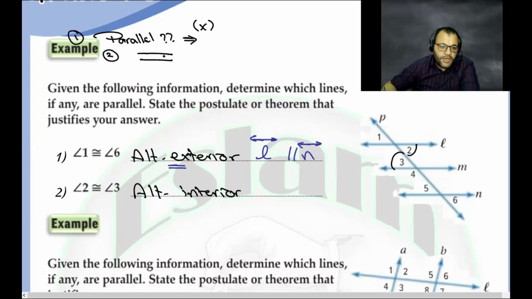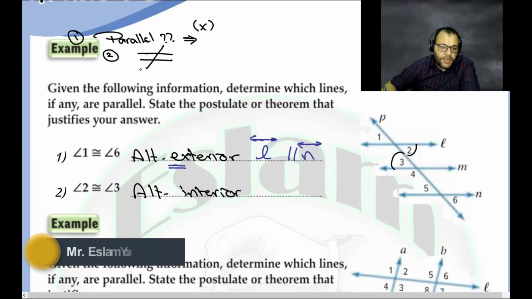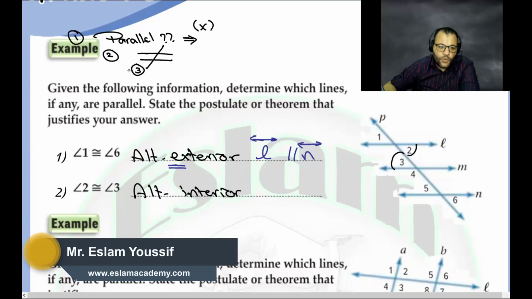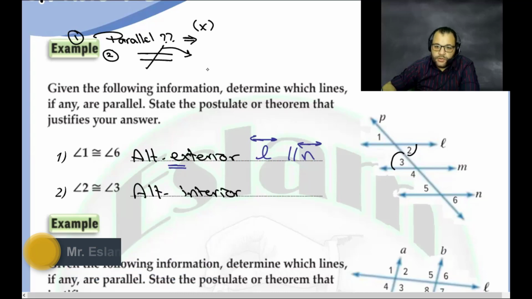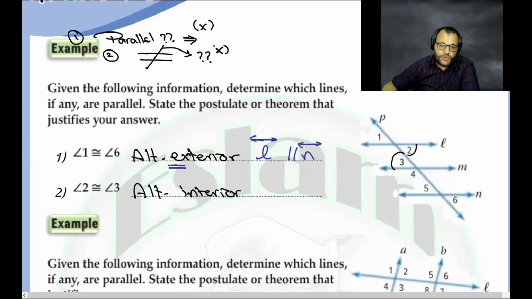Question number 2. Now we have two lines intersected by one line. That is line number 3. What is the name of line number 3? This line is called? Enters. Okay, question number 2 is wrong.